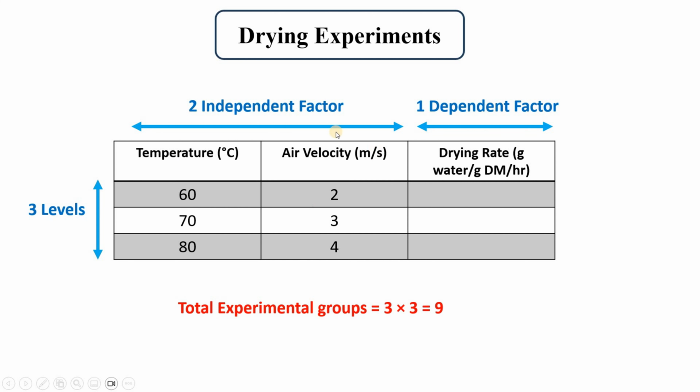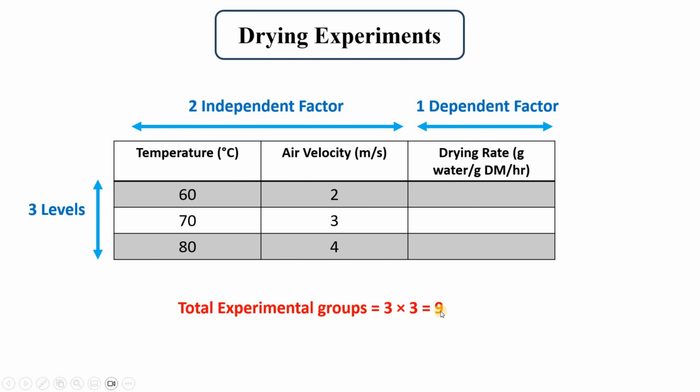For doing the SPSS analysis, we will take this example. We are doing the drying experiment where we have two independent factors, temperature and air velocity, with 3 levels each. Temperature has 60, 70, 80 degrees centigrade, air velocity 2, 3 and 4 meters per second, and there is one dependent factor, that is the drying rate. So we will have a total of 9 experimental groups.